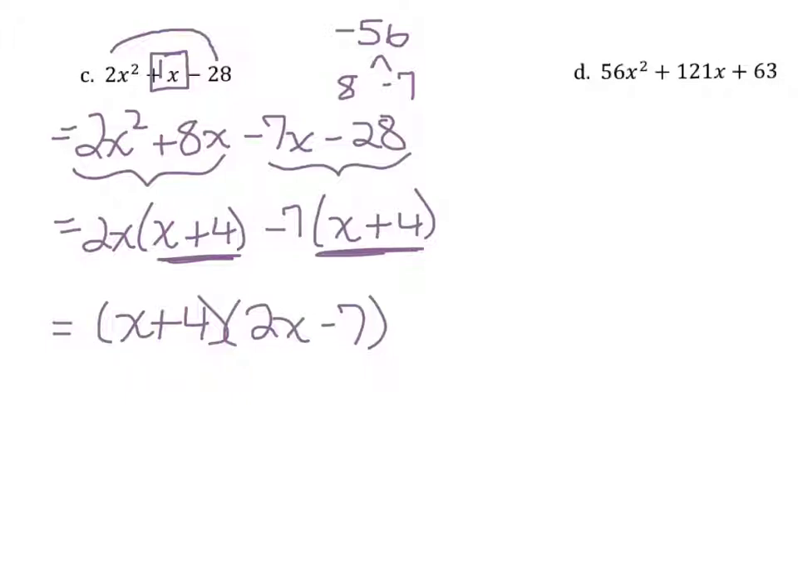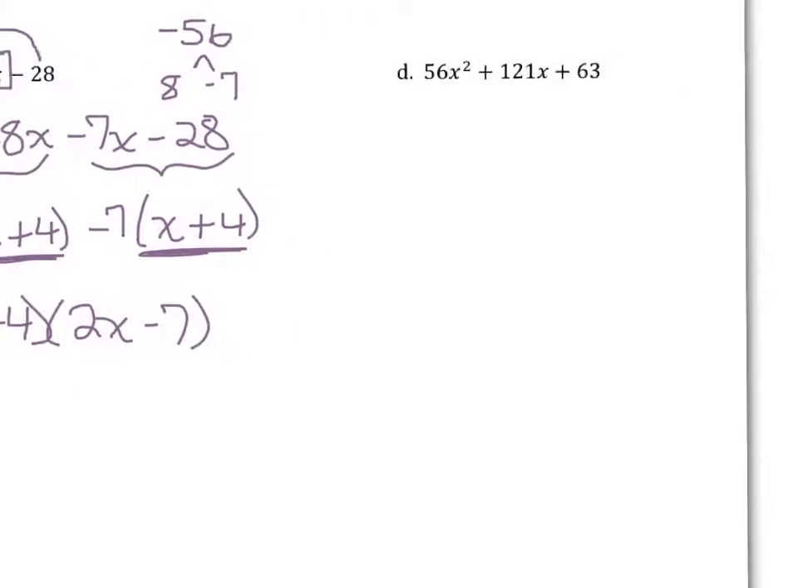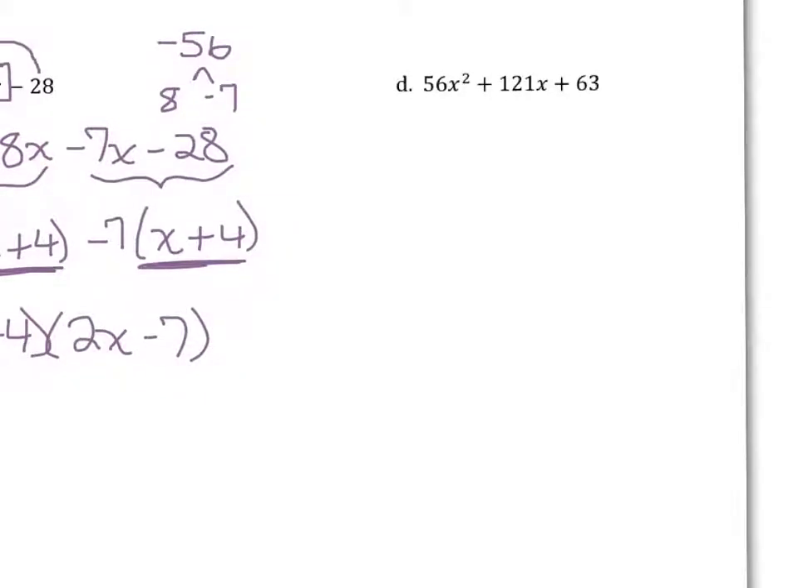All right, we're going to look at one more example, and this last example is a little complicated because the numbers in this, or the coefficients, are pretty large. All right, I have a 56x squared plus 121x plus 63. And if I look at this, it may seem to have a GCF, right? At least if you look at 56 and 63, you think 7. 7 goes evenly into both of them.